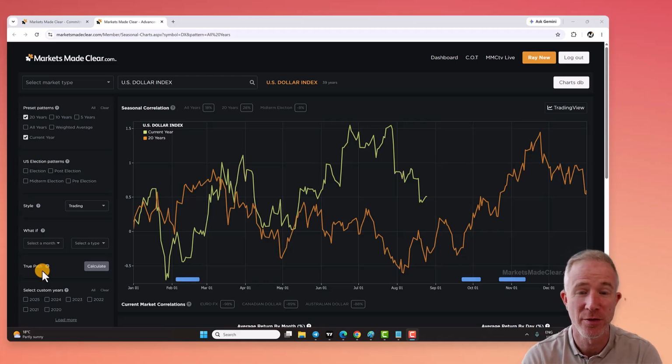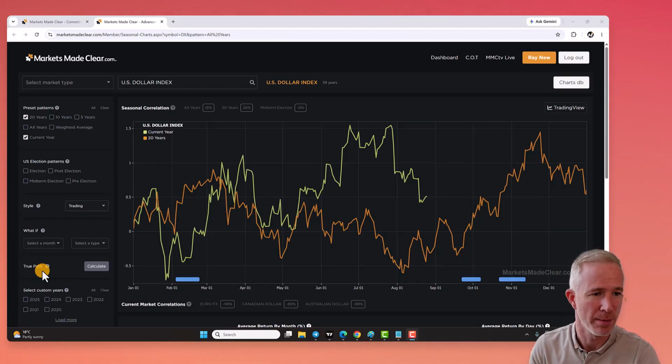TruePath is the most advanced feature we have on the Markets Made Clear seasonal platform. At its core rests the principle that a market must be following a known pattern if you were to use that pattern to give you an edge in the market. Now, let me illustrate what I mean.